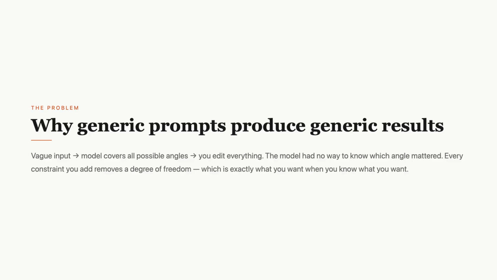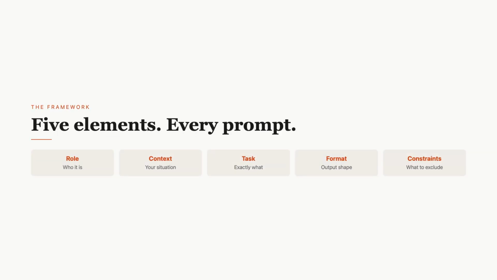The first element is role. Assigning the AI a specific role, you're a senior financial analyst, or you're a copywriter specializing in B2B SaaS, shifts multiple things simultaneously: vocabulary, assumed knowledge, tone, level of detail. The role is not just a label. It activates a coherent cluster of behaviors in the model.